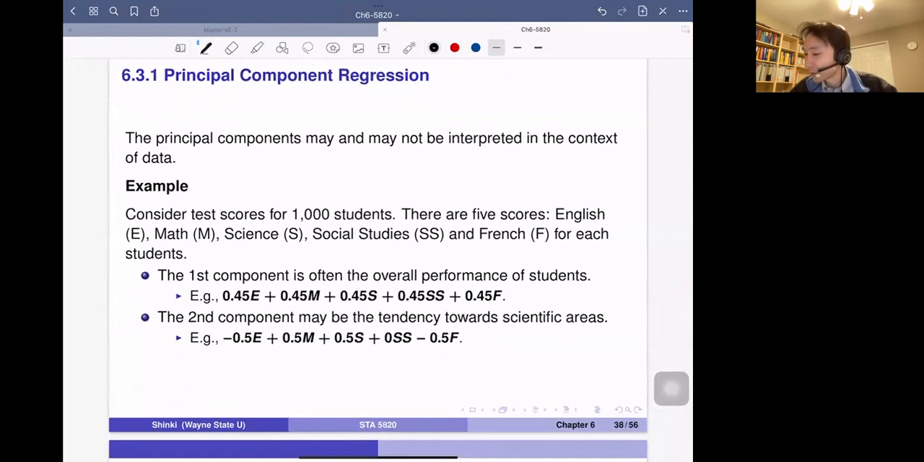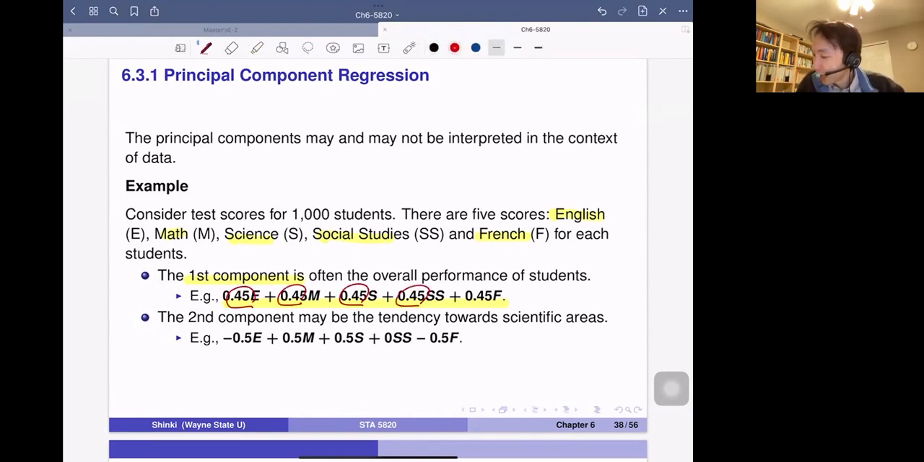So the principal components may or may not be interpreted in the context of the data. For example, suppose we have test scores for 1,000 students, and we have 5 variables: the English score, math score, science score, social studies score, and French score. Then when we do principal component analysis, typically the first component is like this: just an aggregated variable, the summation or average of these variables.